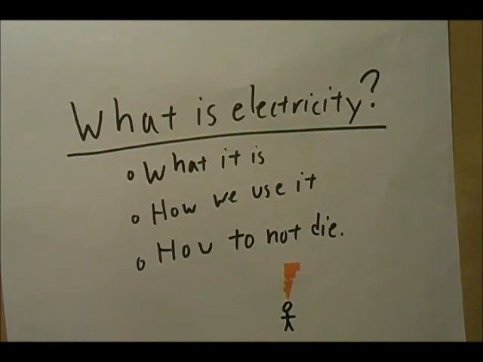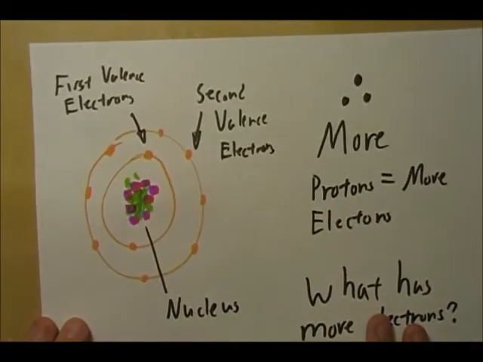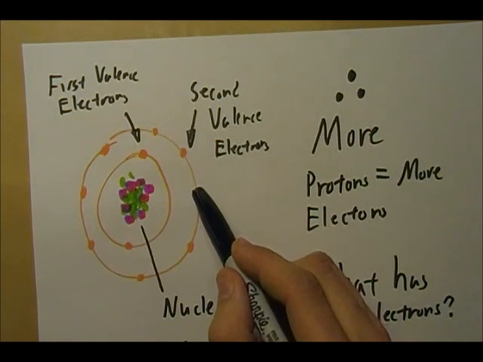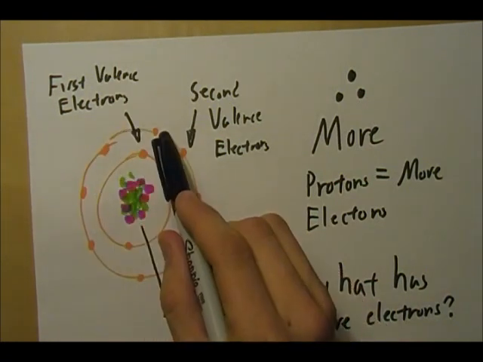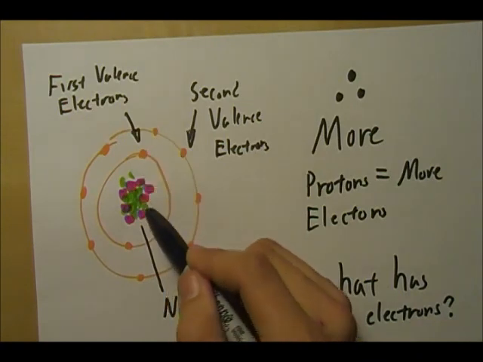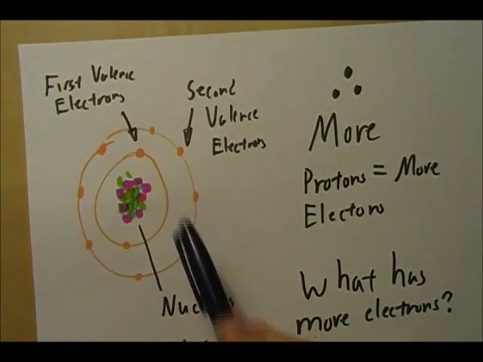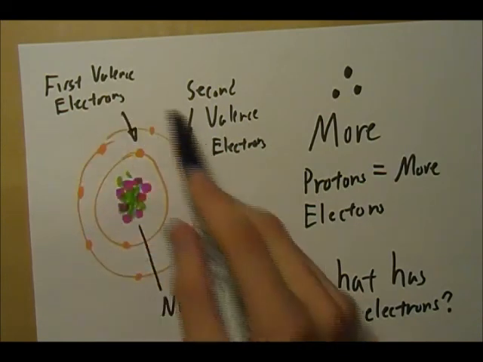So, let me start by talking about what electricity is. Now, first of all, the word electricity comes from the idea of electrons. Electrons, as anyone who's taken chemistry will be able to tell you, are negatively charged particles that exist around a nucleus. These are subatomic particles. This is a diagram of an atom. Let me start there.